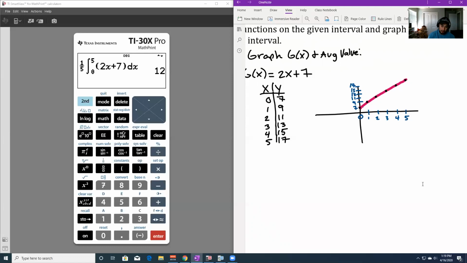And now all this wants is the average value. Remember, our average value was 12. So this means that we're going to graph the line y equals 12. So that's our average value. So 12 is right between 11 and 13. So here's the average value. There it is.